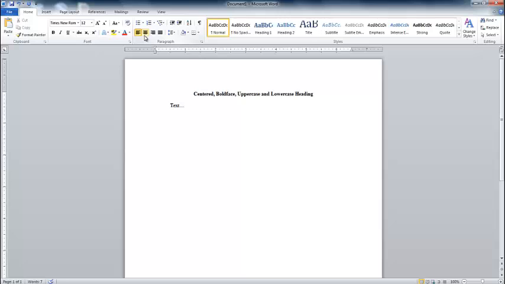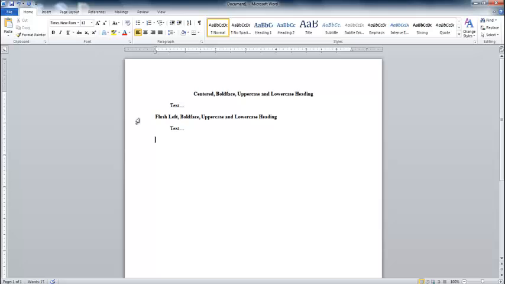The second level heading is flush left. So flush left, boldface. So let's bold it now. Uppercase and lowercase heading. So then our text would appear below.